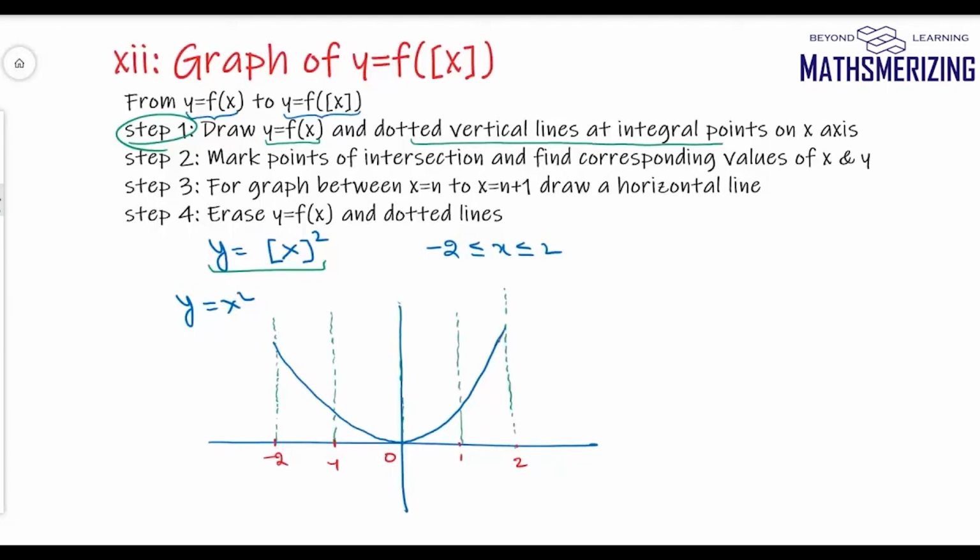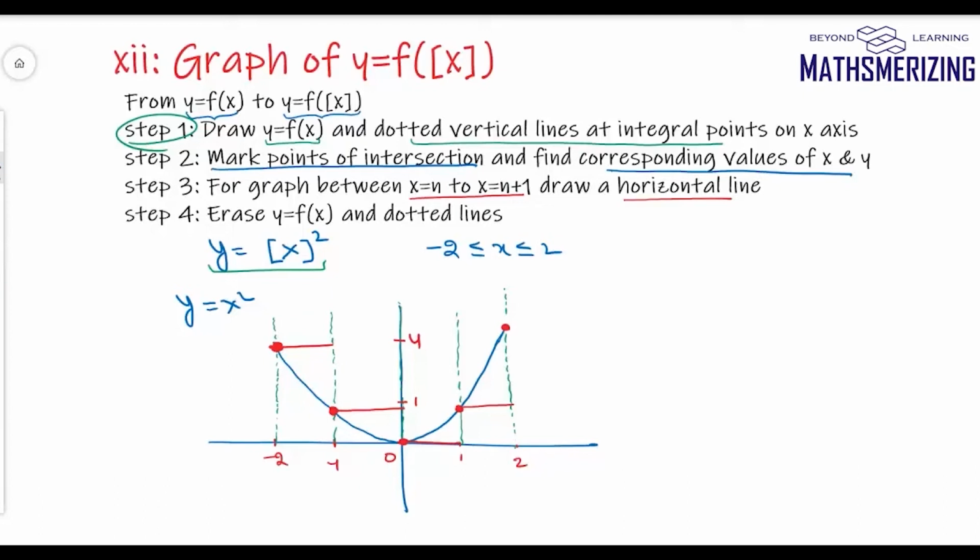Now the second step is to mark points of intersection and find corresponding values of x and y. So I'll mark these points of intersection. Now what's the value at minus 2? So when x is minus 2, this value is 4, this value is 1 and this is 0. The third step is, for the graph between n and n plus 1, draw a horizontal line. So for the graph between minus 2 and minus 1, I'll draw a horizontal line. For minus 1 and 0, I'll draw a horizontal line. For 0 and 1, I'll draw a horizontal line. Again here. So the graph which I have drawn in red represents the graph of greatest integer function of x square.